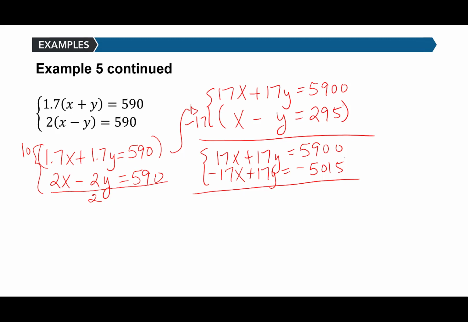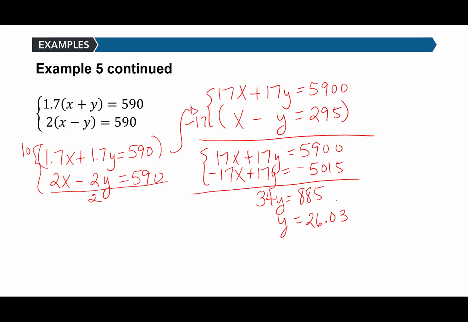So we can add the equations together to get 34y, and 5,900 minus 5,015 is 885. So if we divide each side by 34, we get 26.03 if we round to the hundredths place. So this would tell us the wind speed is about 26 miles per hour.